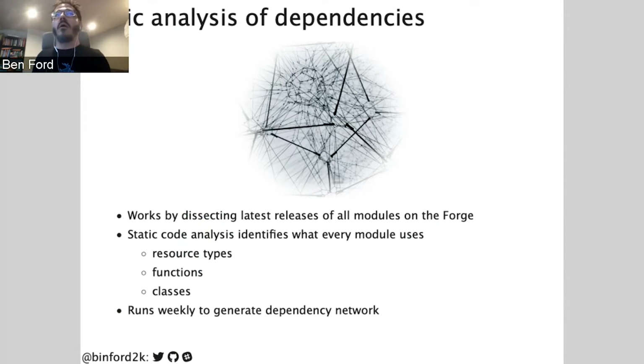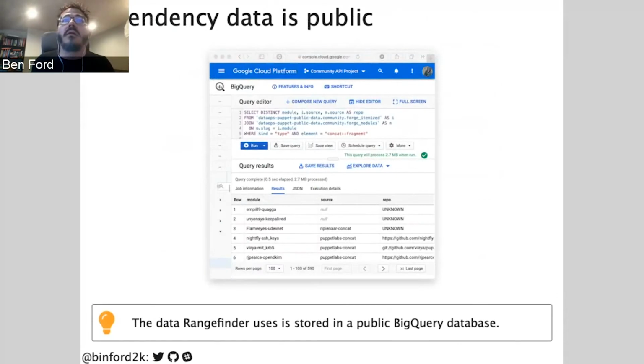And the tool runs on a cron job every week. So it goes and it generates this dependency network every week and shares that into a BigQuery database. Now, this is public, and this query that you see here, you can go run it yourself. All you need is a Google Cloud account, and you can go get this kind of data yourself. I've got information on that and on the data set in my blog, benford2k.com. And I'm also going to share out a couple of links right after my talk.